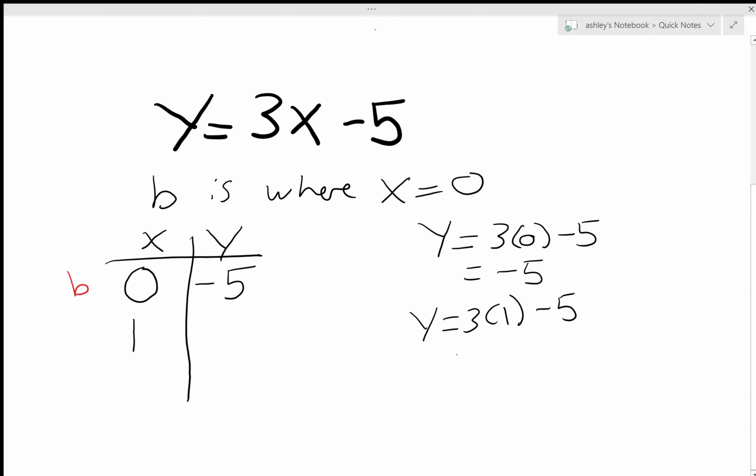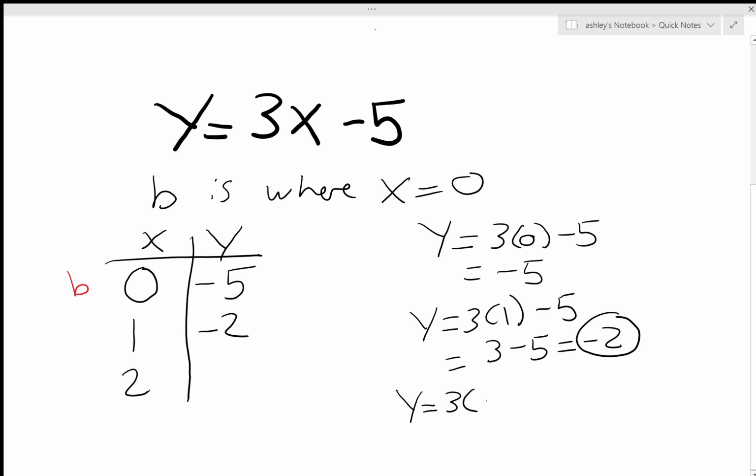Now I want to calculate this out. 3 times 1 is 3 minus 5, which would leave me with a -2. This -2 is what I put in for my y value. And if I want to get 3 points, I can do one more. Again, you can do any point that's easy for you. I'm just going to continue on with going straight down 0, 1, 2. So y is equal to 3 times 2 minus 5. 3 times 2 is 6, minus 5, and I'd be left with 1.